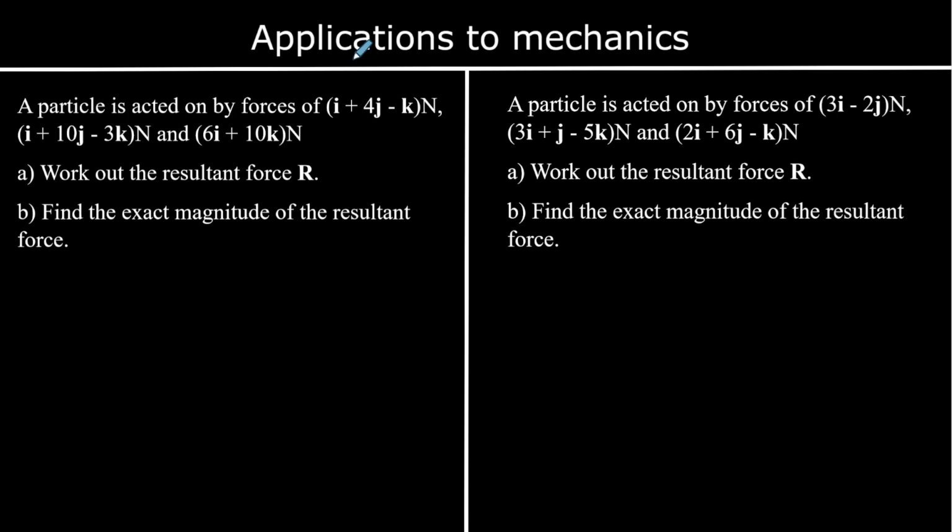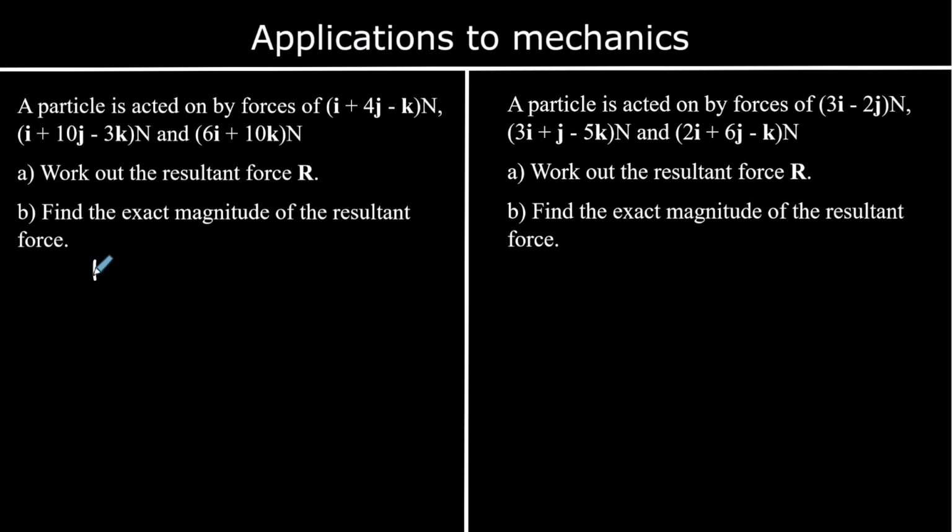A particle is acted on by forces of i plus 4j minus k newtons, i plus 10j minus 3k newtons, and 6i plus 10k newtons. Work out the resultant force R. So the resultant force is the total force. So we're going to need to add all of these forces together. So let's write them as columns.